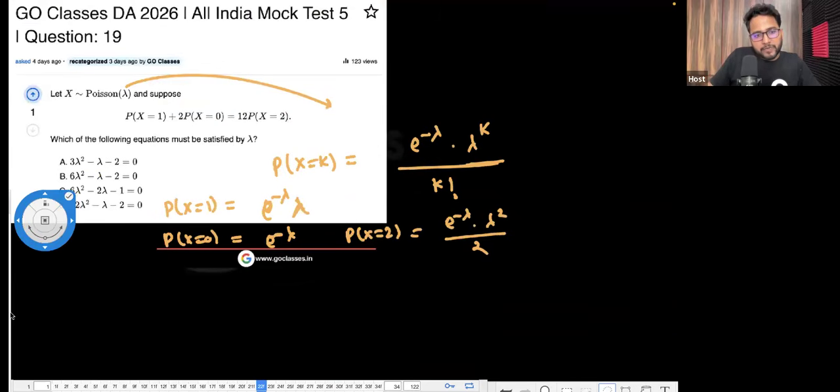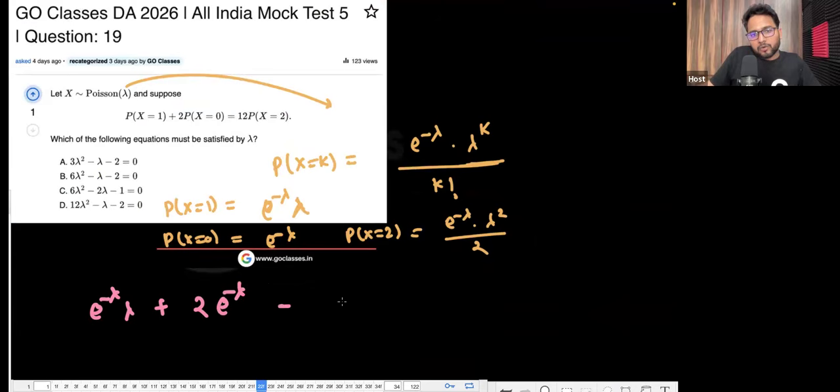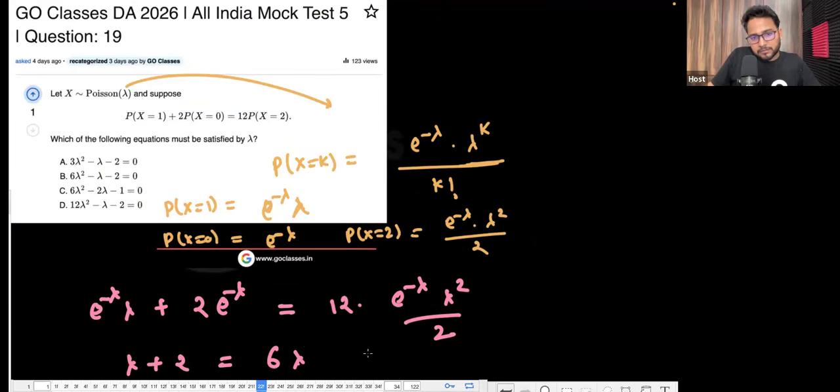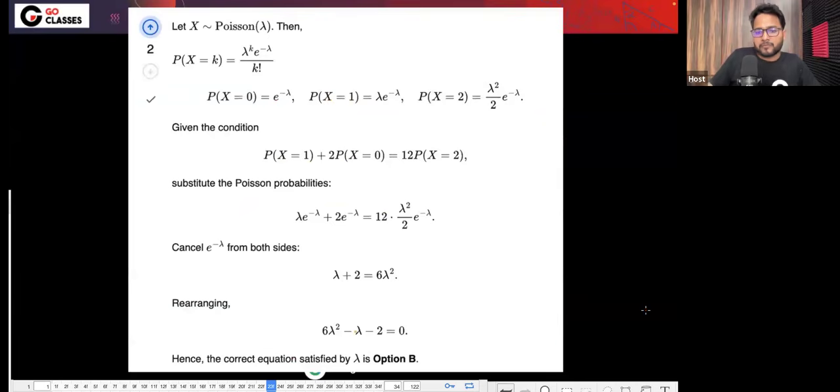So let's just solve it further. Now you just need to put in the probabilities. The probability of x equal to 1 is e power minus lambda into lambda, plus 2 into the probability of x equal to 0, which is e power minus lambda, equal to 12 into the probability of x equal to 2, which is e power minus lambda into lambda square divided by 2. Okay, so e power minus lambda will get cancelled out. It will be lambda plus 2 equal to 6 lambda square, right? From here you can get the answer: 6 lambda square minus lambda minus 2 equal to 0. So B is the correct answer, right?